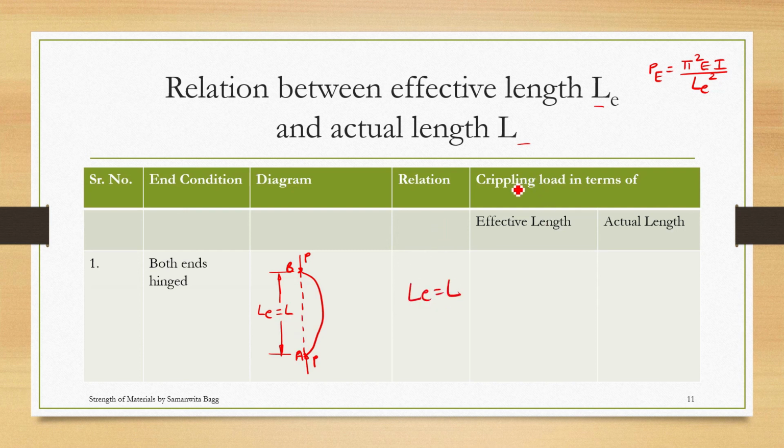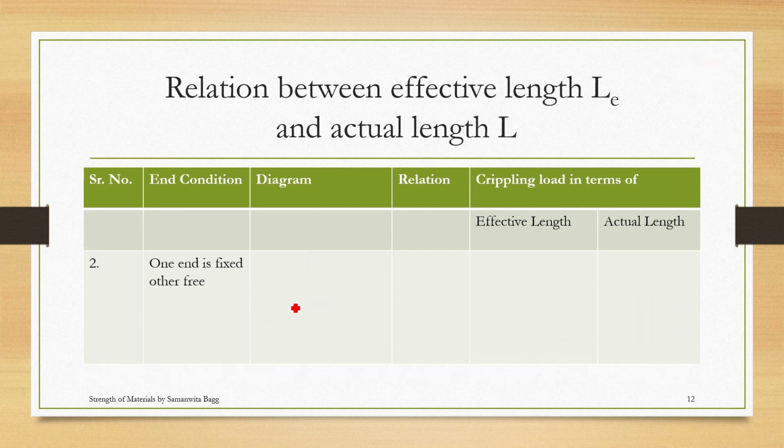Now this is the relation that I am going to fill up over here. Now I am going to write crippling load in terms of effective length. This is the formula that I am going to write. PE is equal to pi square EI upon LE square. And when I want to write in terms of actual length, I am going to substitute LE as L. So PE will now be pi square EI upon L square.